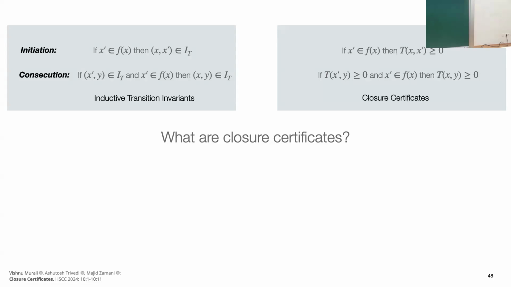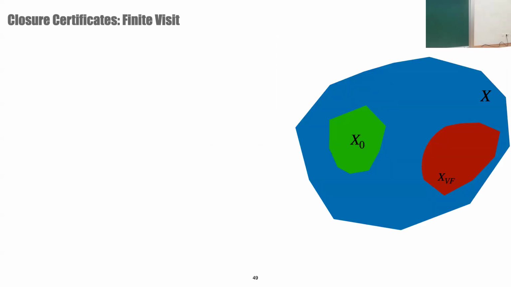So for two states X and Y, if my closure certificate is positive, I'm saying that you could reach from X to Y. If it is not positive, you're definitely not reaching it. Right? So it's one-sided, an over-approximation of your transitive closure.